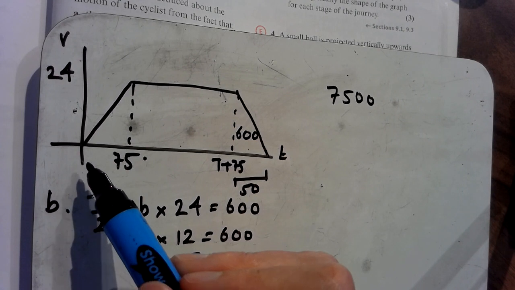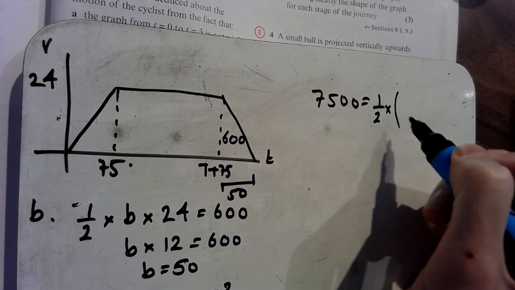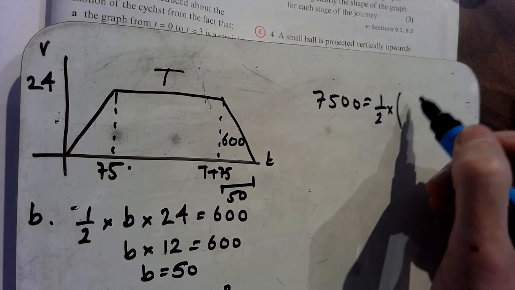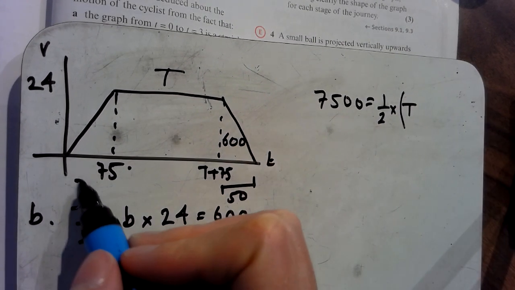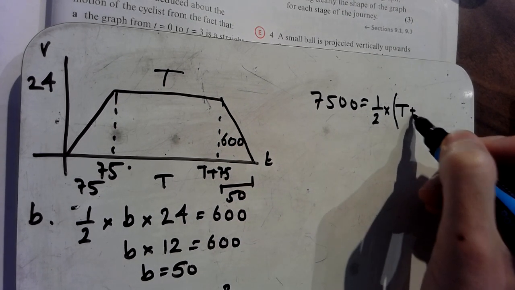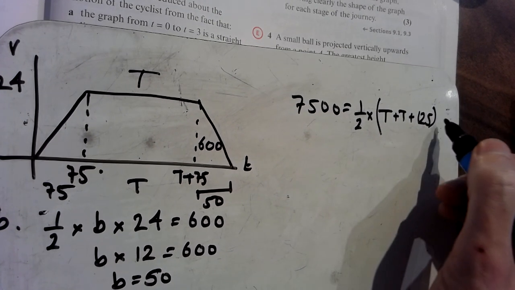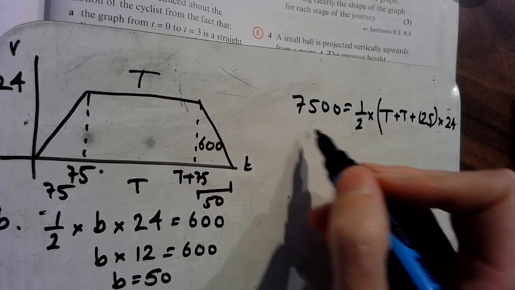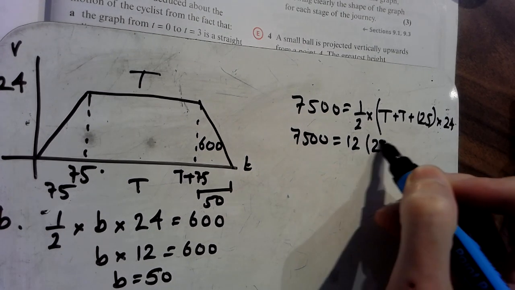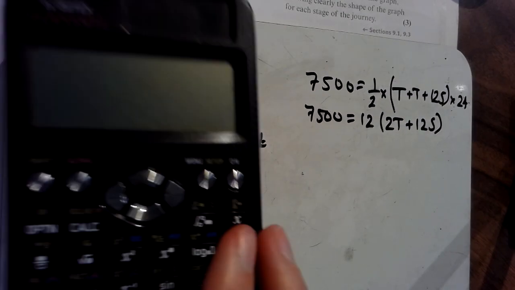So we're going to do half times the top and the bottom added together. Now that length there was t, so that's the top. The bottom is 75 and t and 50, so that's t plus 125. And that needs to be multiplied by the height, which is 24. So 7,500, half of 24 is 12. 2t plus 125.